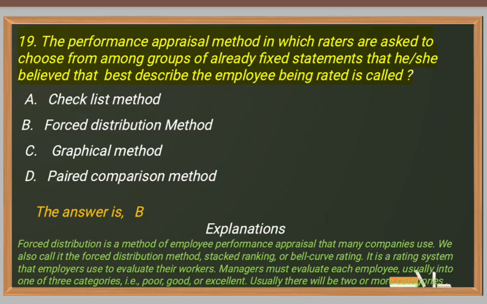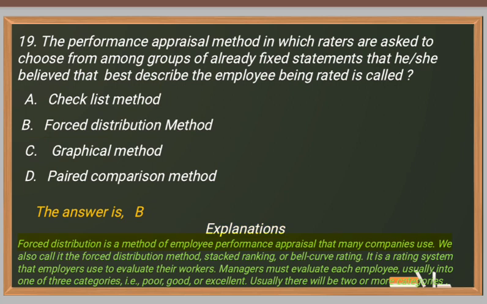19. The performance appraisal method in which raters are asked to choose from among groups of already fixed statements that she believes best describe the employee being rated is called A. Checklist method. B. Forced distribution method. C. Graphical method. D. Paired comparison method. The answer is B.